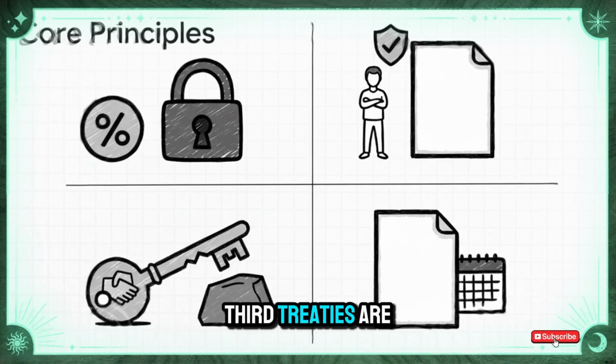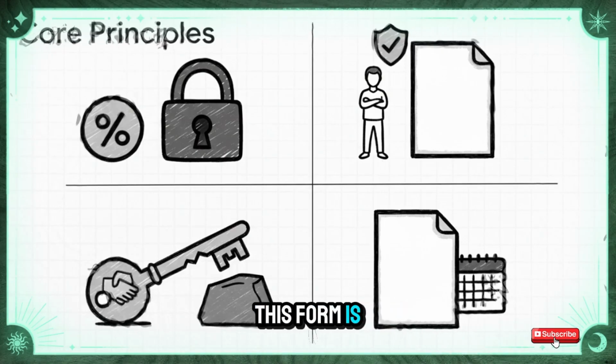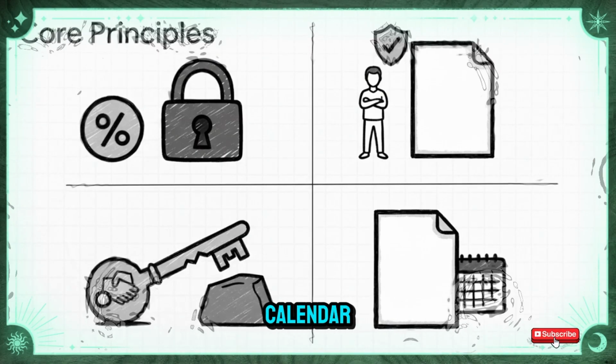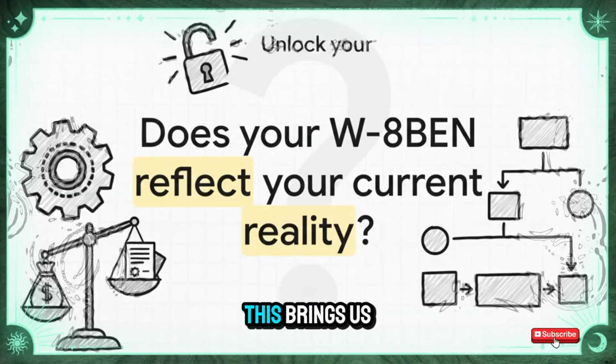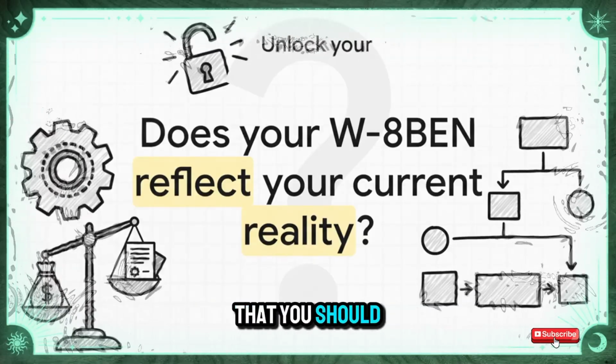Third, treaties are your best friend here. They're your leverage, and this form is the only key that unlocks them. And finally, remember this form is dynamic. It's not static. Its life depends on both the calendar and your actual life circumstances. And all of this brings us to one last really important question that you should ask yourself.